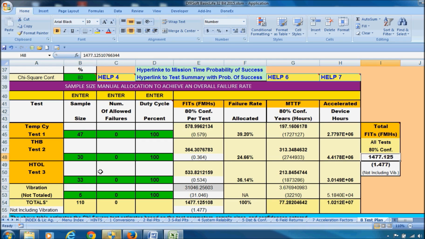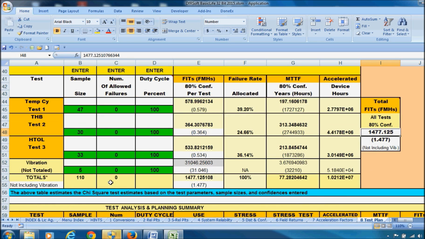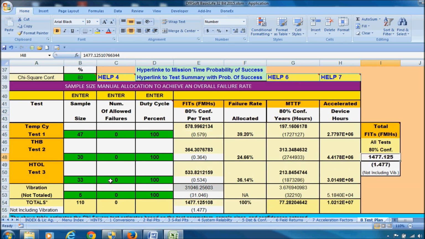You can go back and forth to estimate what exactly is the best sample size for each test that you feel is warranted. And DfRSoft, you can also put in the number of allowed failures and the duty cycle in the field that it would be using. Even though this is a test condition, we would use the same duty cycle.